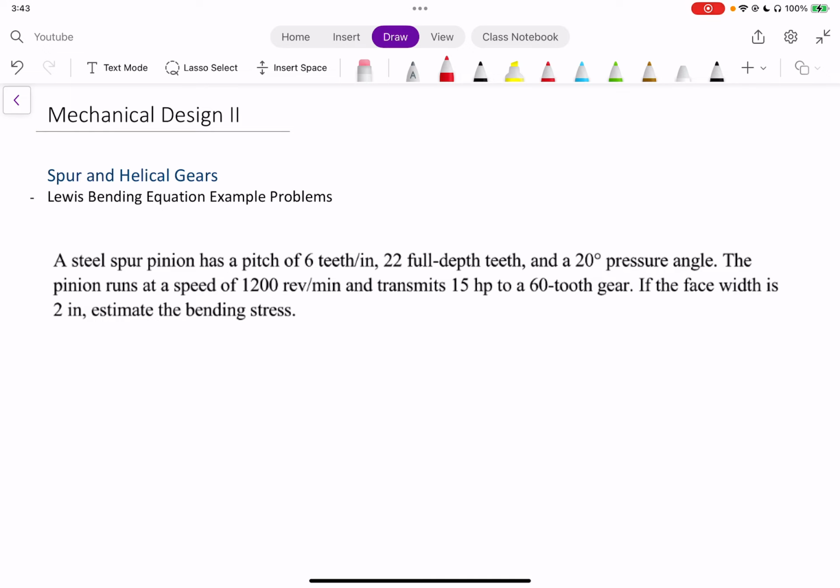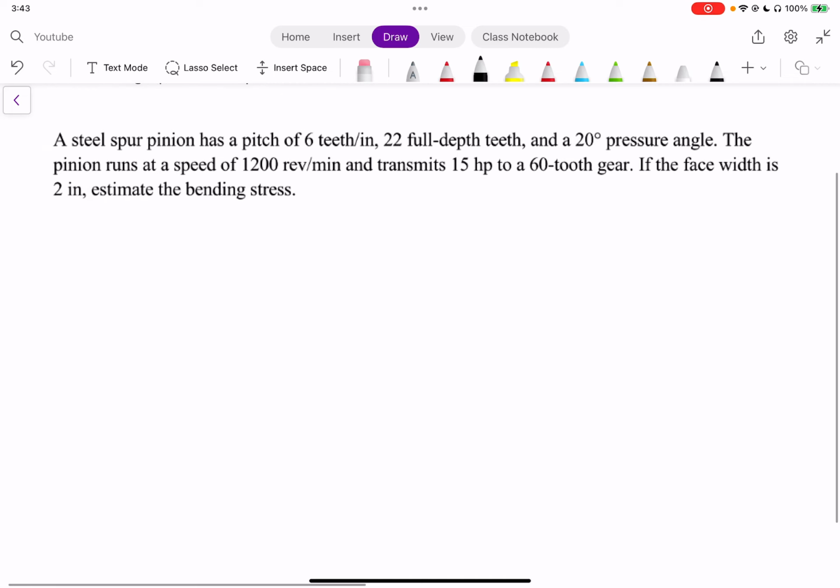So using the Lewis bending equation, and for now we've only learned the Lewis bending equation, so we're going to use the Lewis bending, we can start working on this problem. Now the first thing we're going to do in this problem is write down our knowns in terms of the different symbols that we know. And finally, we're going to draw also a quick diagram to make sure we understand the system.